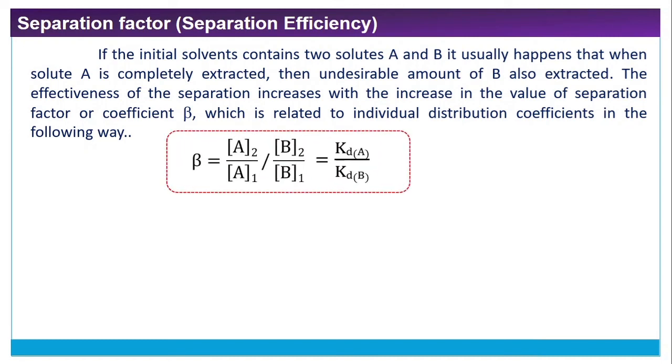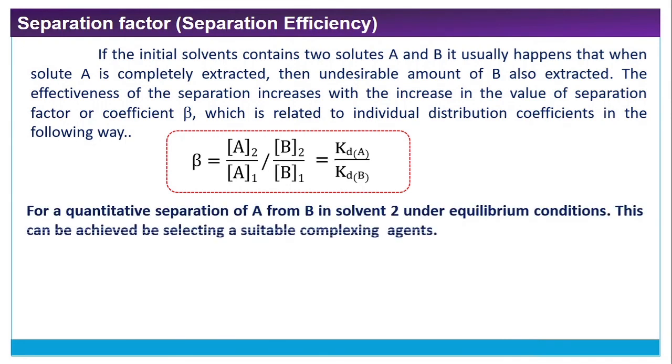This is the formula: beta, the separation factor or separation efficiency, is equal to the concentration of solute A in the second phase divided by the concentration of solute A in the first phase, divided by the concentration of solute B in the second phase divided by the concentration of B in the first phase, which is equal to Kd of A divided by Kd of B, that is, the distribution coefficient of solute A divided by the distribution coefficient of solute B. So this ratio gives us the separation factor or separation efficiency of the particular solvent.